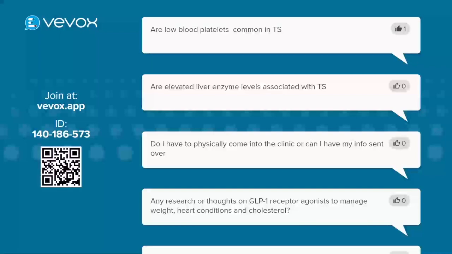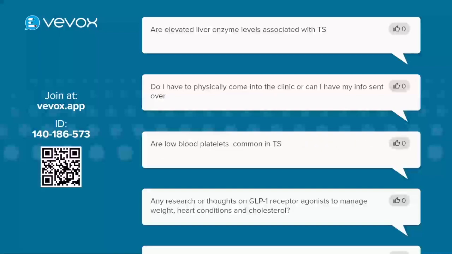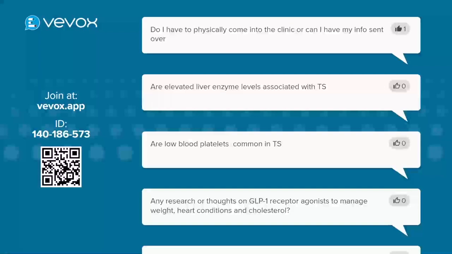So the answer is we don't know in Turner syndrome, but I do caution some people from taking very high amounts of calcium if they've already had calcium in their heart and blood vessels. And that is an individual decision. We don't have any great advice for you yet. It's something that we should work on.